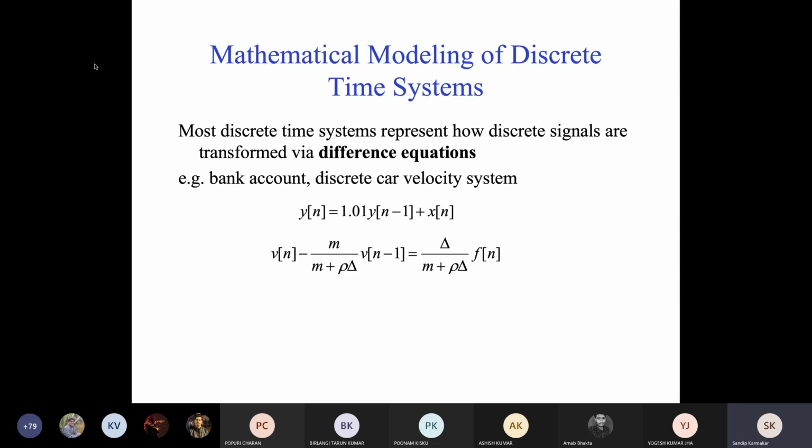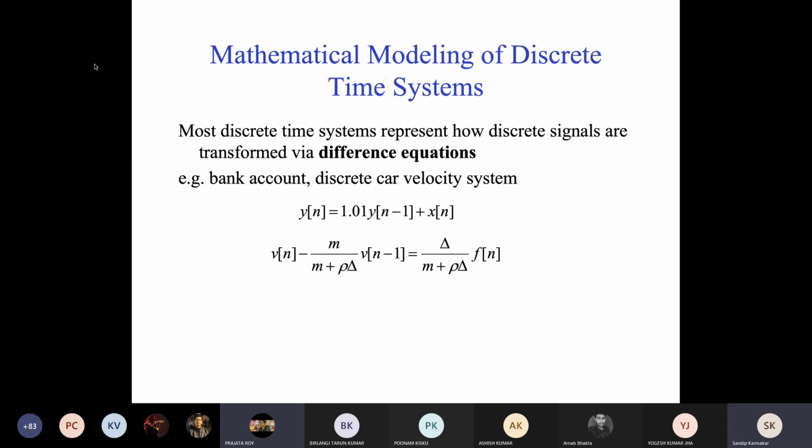Can you tell me what is the order of the system of the second equation? Yes? So 1. 1, right. Why? Because the highest order is also over here is 1 only, sir.